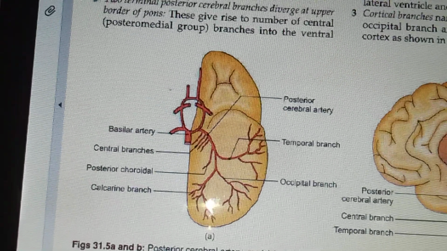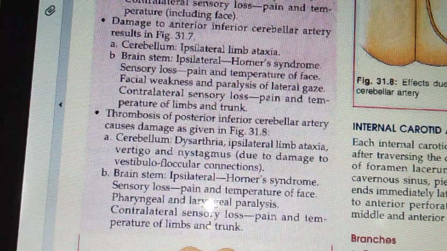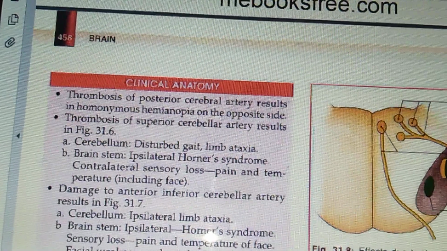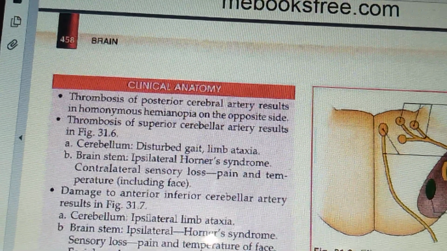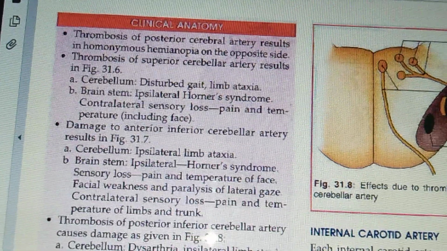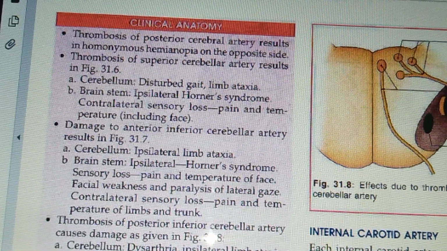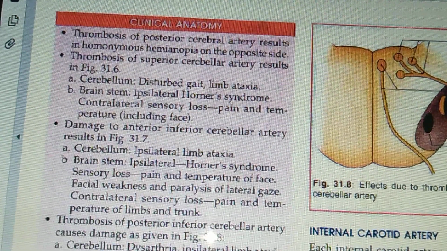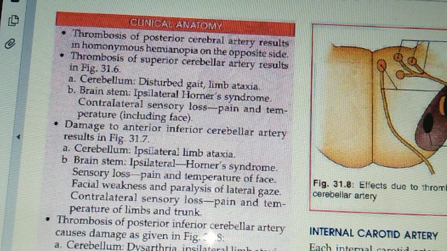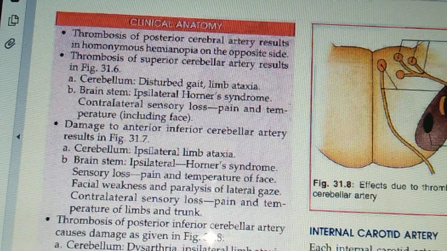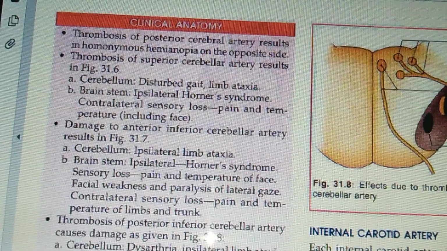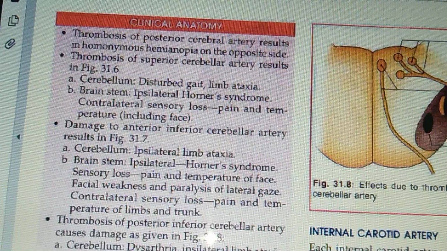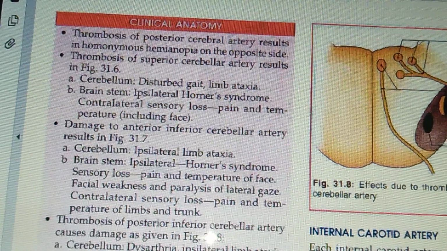The last part is the clinical anatomy. Now the clinical anatomy of the vertebral and the basilar arteries. Thrombosis of the posterior cerebral artery results in homonymous hemianopia on the opposite side. Okay, what is homonymous hemianopia? It is a condition in which a person sees only one side, right or left, of the visual world of each eye. The person may not be aware that the vision loss is happening in both the eyes, not just one. Okay, so there might be a confusion also.